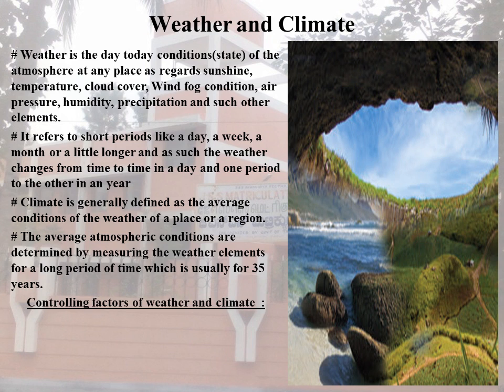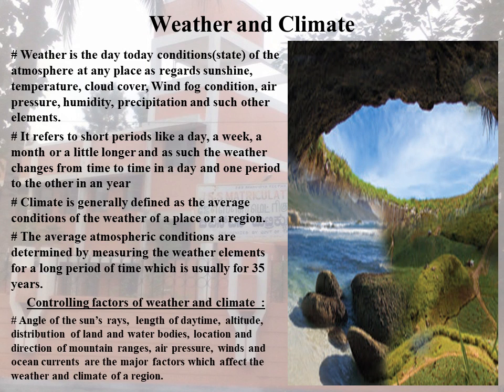Controlling factors of weather and climate. Angle of the sun's rays, the length of the daytime, altitude, distribution of land and water bodies, location and direction of mountain ranges, air pressure, winds, and ocean currents are the major factors which affect the weather and climate of a region. The earth is spherical in shape, so the sun's rays fall unevenly on the earth's surface. The polar regions receive slanting sun rays. Here there is little or no sunlight, thus there are extremely cold winters. Vertical sun rays fall directly on the region around the equator. Hence, the climate is very hot with almost no winters.